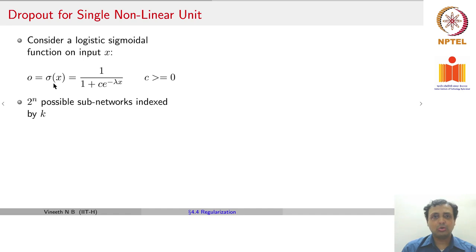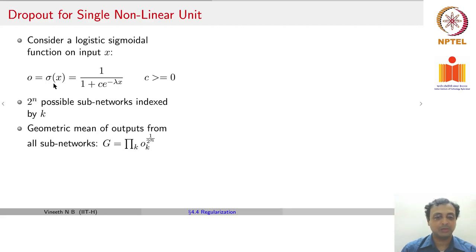Let's assume now that there are 2 power n possible subnetworks which are indexed by k. k is the index we're going to use for covering all of those 2 power n subnetworks. Let's define the geometric mean of the outputs from all of these subnetworks as G. This is your geometric mean formula for all those k models. Remember, k is indexing 2 power n possible subnetworks. For all your 2 power n subnetwork models, G is the geometric mean of the outputs.